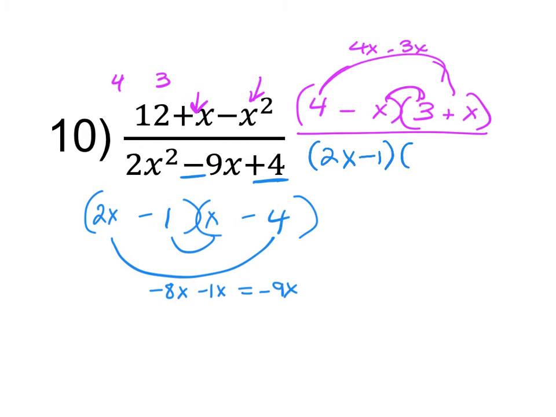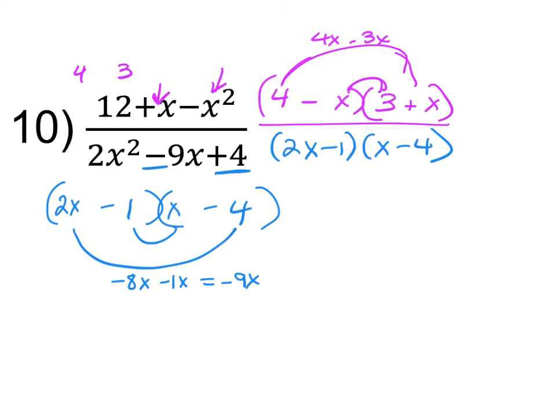So if you'd rather do the first times the last, that's fine. That process. Okay, so now I'm here, right? So I need to factor, or I need to simplify what's there. I have a 4 minus x, a 3 plus x, a 2x minus 1, and an x minus 4.